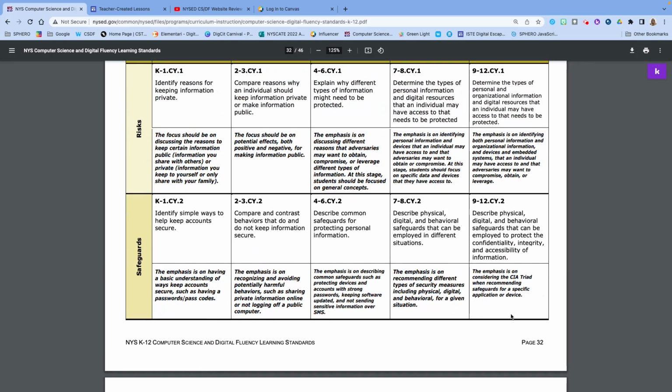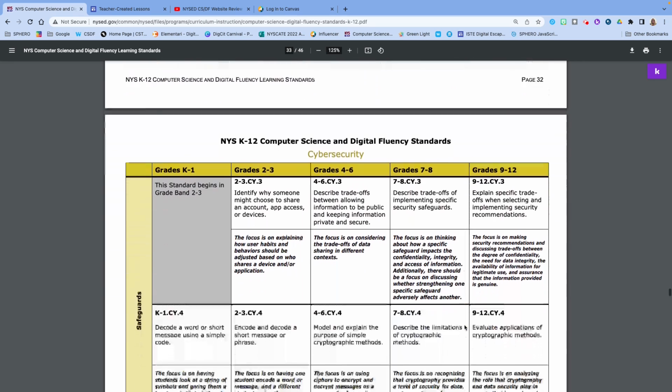As far as in an ELA classroom, you might want to explore what the CIA triad is in a higher level class, or thinking about sorting information and then writing about the information that you keep private versus public. So compare and contrast type of activities.